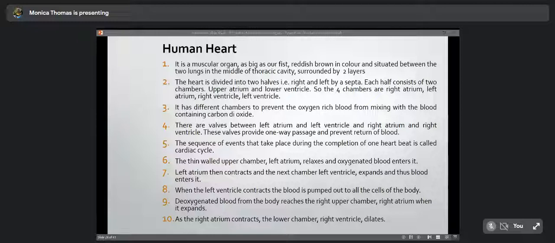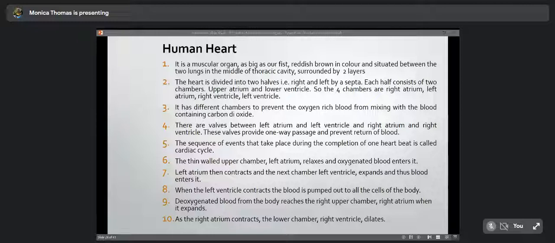It has two partitions, left and right, and both are divided into top and bottom, with an upper chamber and a lower chamber. Okay, now they have names. What are the names? The names are atrium and ventricle. Now, this is technical. We cannot visualize these two terms, so we can do what? We can do substitution, creative substitution. Right? Moving on to the next point.